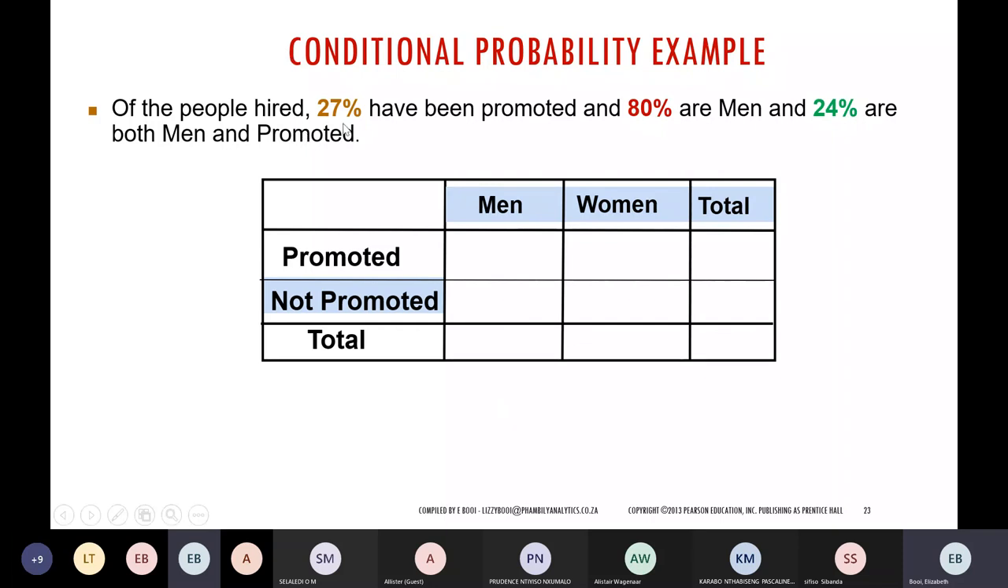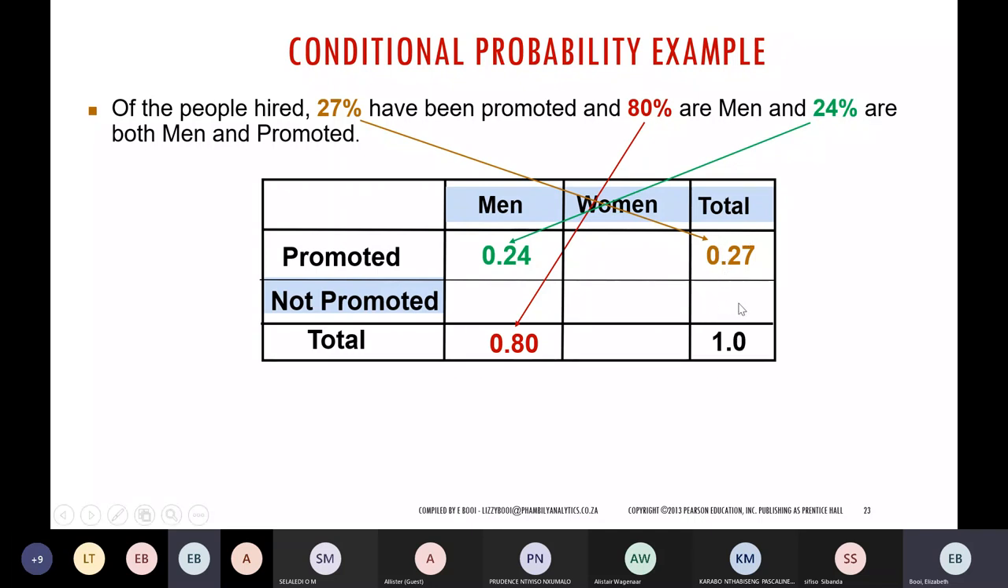So for example, when they say 27% have been promoted, then it means regardless of whether they are men or women, so we will put it under the total, because all of them who were promoted were 27% of those. And 80% are men, so regardless of whether those people are promoted or not, as long as they are men, 80% of them were men, we put it under men. And 24% are both men and promoted. So then it means these are joint probabilities of men and promoted, therefore we put it there. And remembering about probabilities, knowing that the sum of all probabilities is equal to 1, therefore the grand total or your sample space will be equal to 1. And then I can complete the entire table.